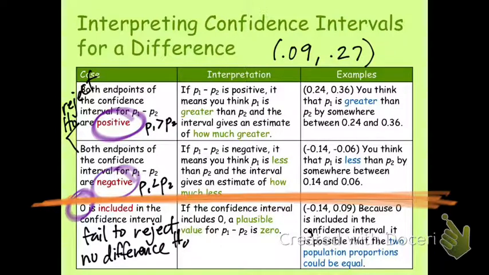Because I'm trying to find the differences between the two. So I'm taking 20 to 39-year-olds that sleep with their cell phone minus 40 to 49. And if I get a positive answer, that means more 20 to 39-year-olds sleep with their cell phone than 40 to 49. The whole interval is positive, so that means that P1 is greater than P2.